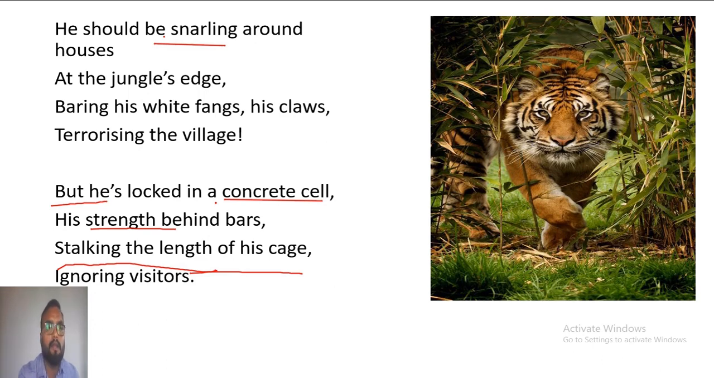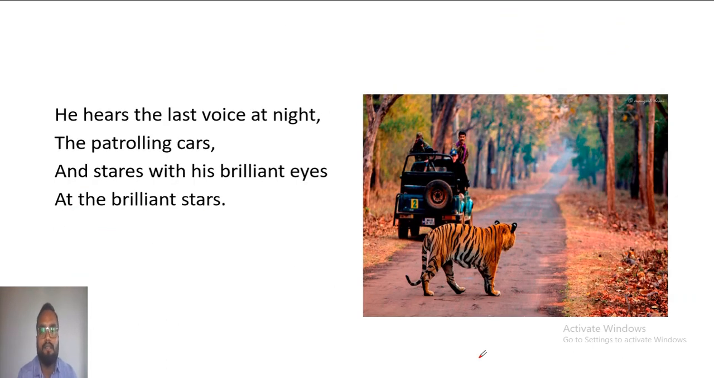Let's move to the next paragraph. He hears the last voice at night, the patrolling cars, and stares with brilliant eyes at the brilliant stars. So again in this paragraph he refers to the tiger. He hears the last voice at night, the patrolling cars.